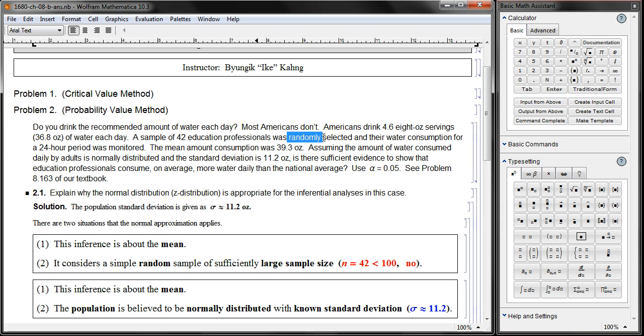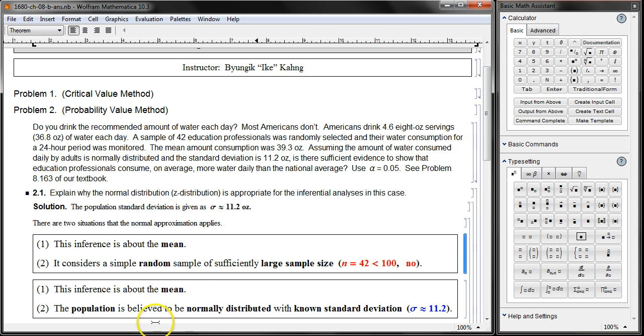So yes, we are doing the same thing over and over again, independently. And finally, large sample size. Oh, not really. Sample size of 42 is too small. So the central limit theorem doesn't apply. So the first criterion fails.